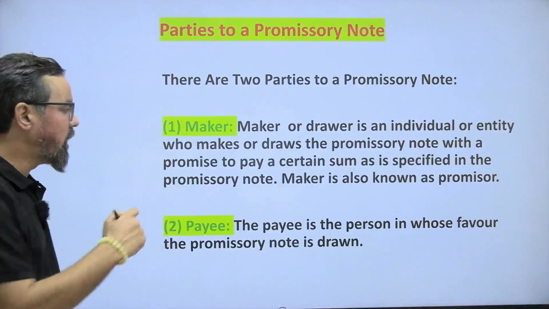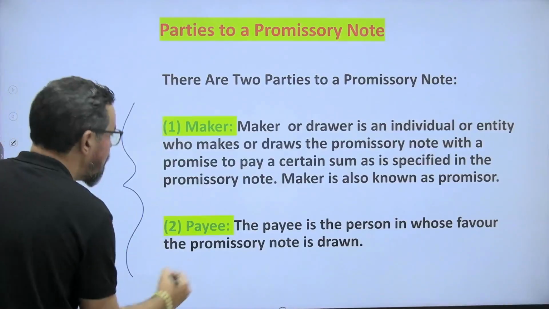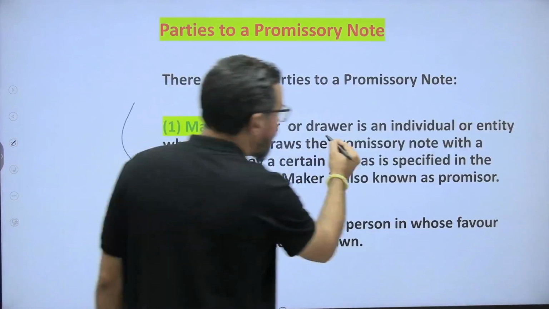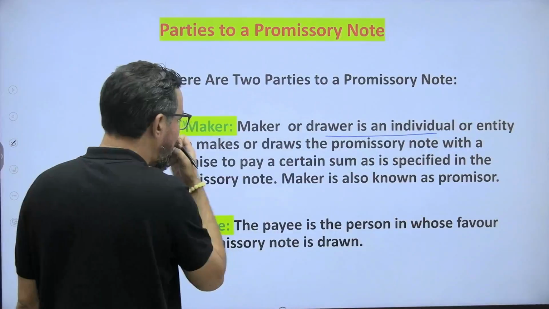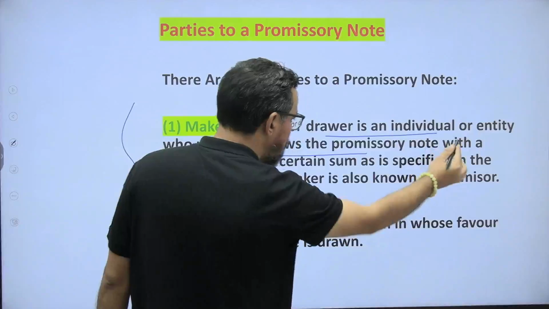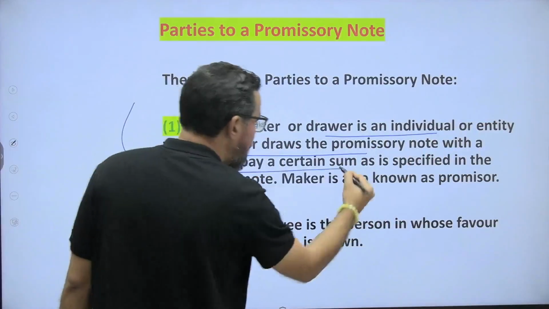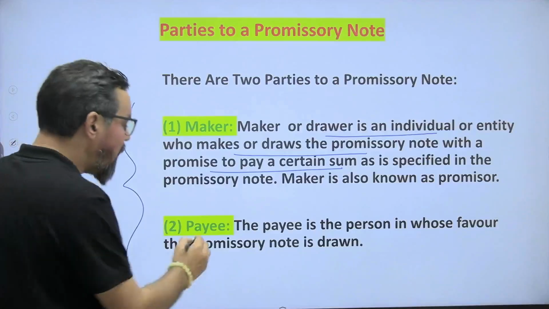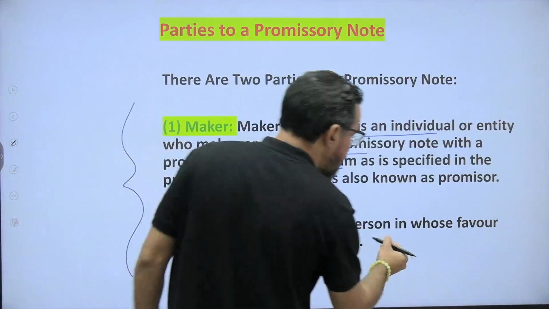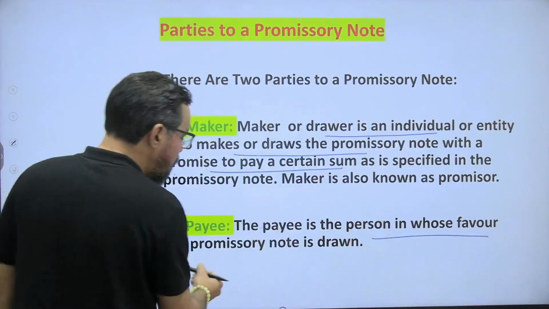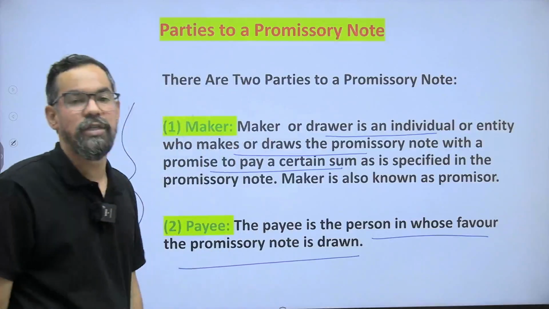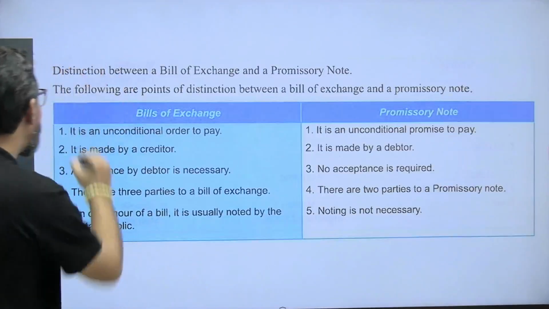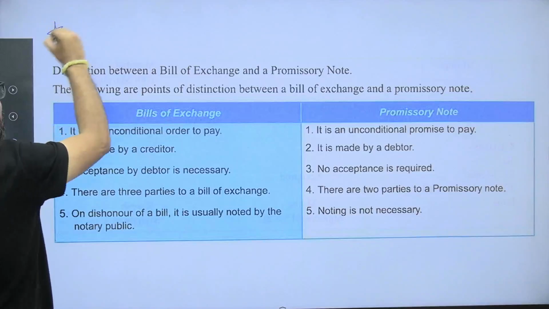We have two parties. One is the maker. Maker means drawer, means debtor, right? So the drawer is an individual or entity who makes or draws the promissory note with a promise to pay a certain sum of money, who is also known as the promisor. The payee is the person in whose favor the promissory note is drawn, which is basically your creditor in this particular case. Now, this is something which is very, very important.